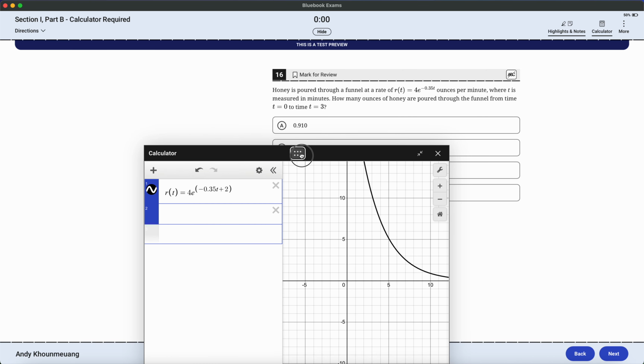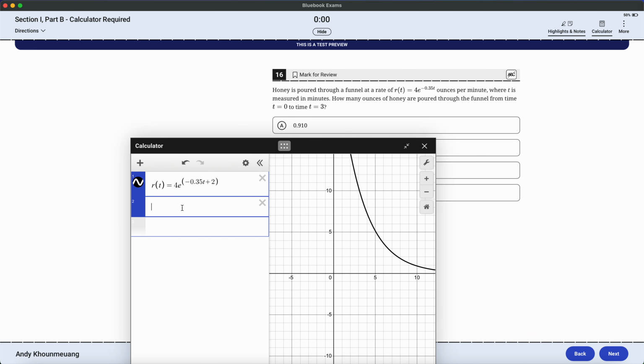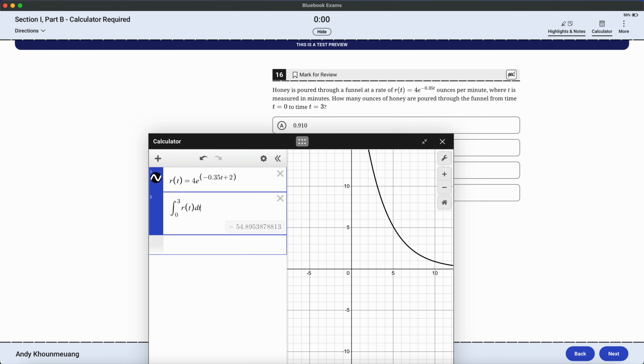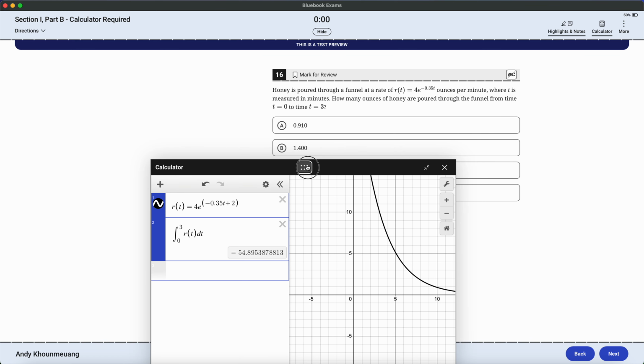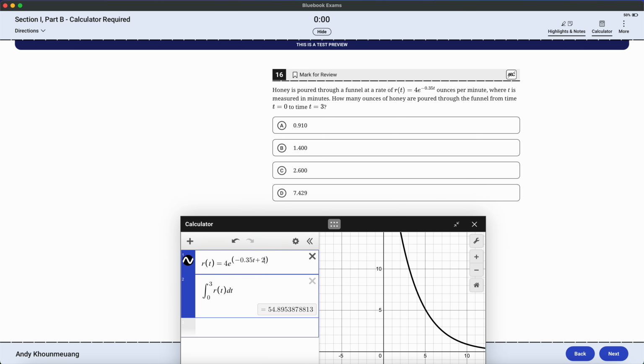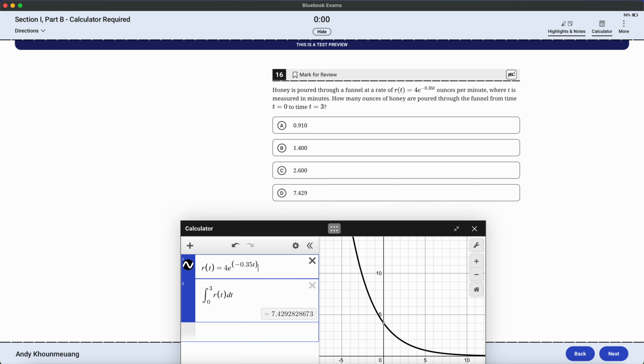Now, since I have already defined R of t on the calculator, and it's asking us how many ounces of honey are poured through the funnel from time t equals 0 to time t equals 3, I could use the integral from 0 to 3 of R of t dt, and that's going to give me my answer. Oops, what did I do wrong? Oh, we don't need a plus 2. That's going to give us our answer of 7.2429.